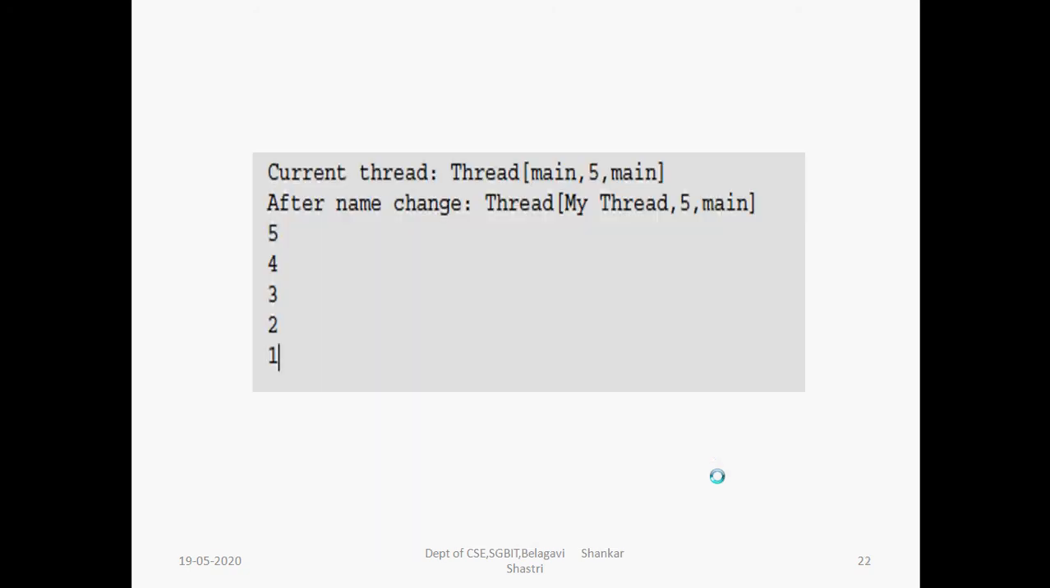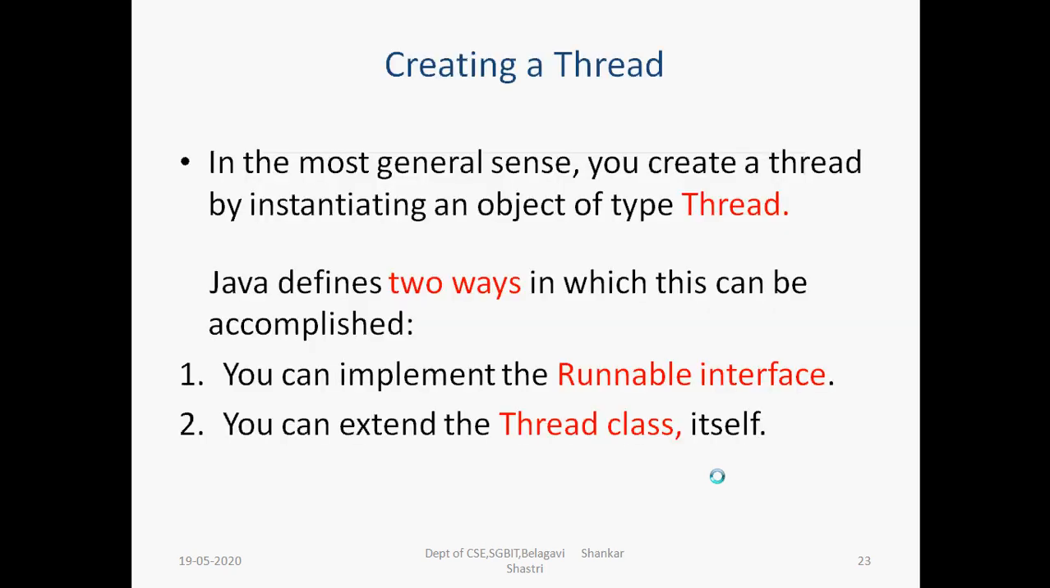In the next slide, there is the output. It shows current thread main, 5, main. Here is the name of the thread, main, and its details. After changing the name of the thread, from main to my thread, it is available in main. Next come the numbers 5, 4, 3, 2, 1. For each number it gives 1000 milliseconds of sleeping time.